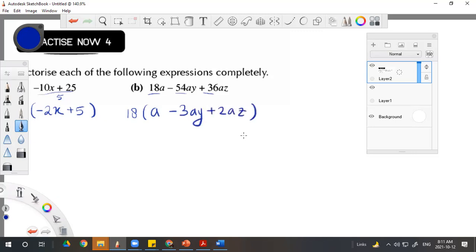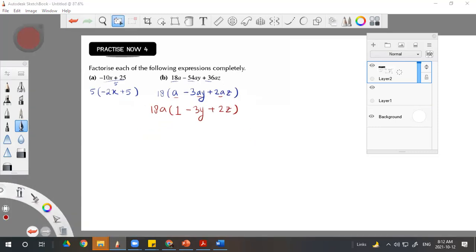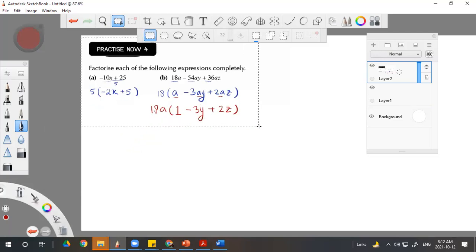And then we can still go further. The A can be taken out. You have the same A in all of them. So 18, A. A divided by A, don't say 0, A divided by A is 1. Minus 3AY divided by A is 3Y, because the A is gotten rid of. 2AZ divided by A is 2Z. And then we are done. If you want to take out 18A directly, that's fine. Okay, no big deal. Any questions so far?